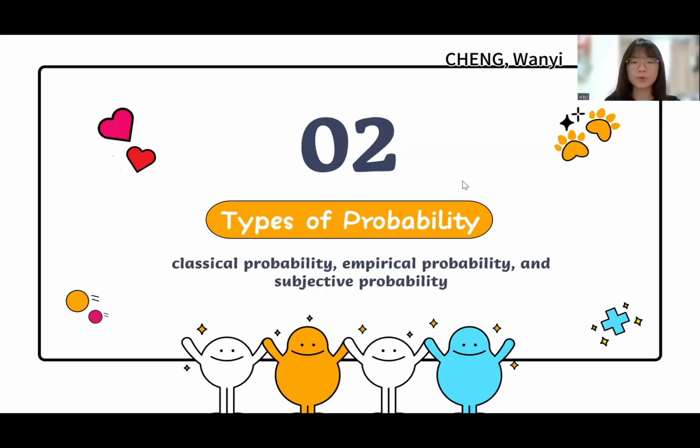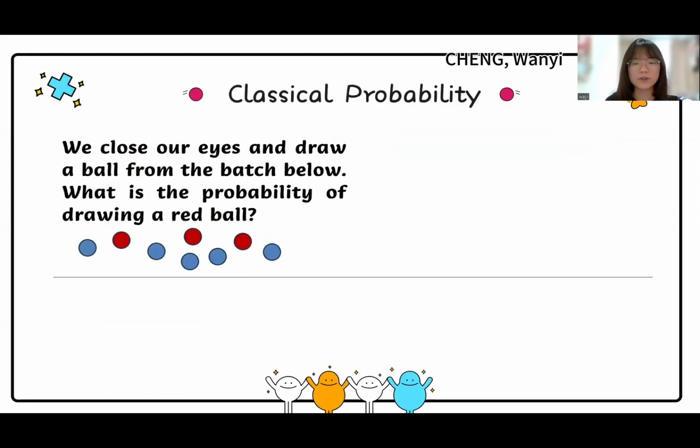In this part, we will dive into the world of probability and explore 3 different types: classical probability, empirical probability, and subjective probability. The first type is classical probability. This is a typical example of classical probability.